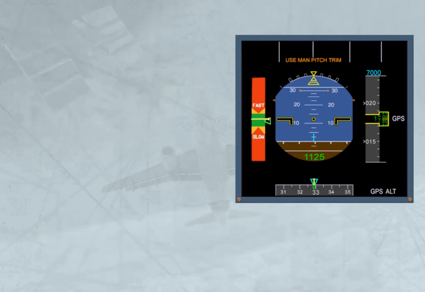The backup speed scale, BUS, behaves like a normal speed scale. High speeds, fast, towards the top, and low speeds, slow, towards the bottom. 2 different images can be displayed. One for clean configuration, and another one for high lift configuration. Refer to the end of the presentation.